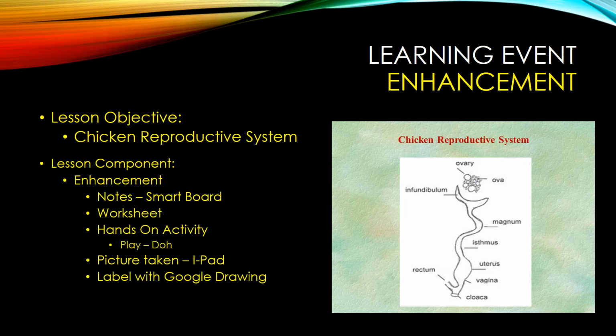Then, to enhance their learning further, each student takes the image that was sent to them and loads it into a Google Drawing. Once loaded, the students then label the parts and write the function next to each part. This completes the lesson on the chicken's reproductive system.